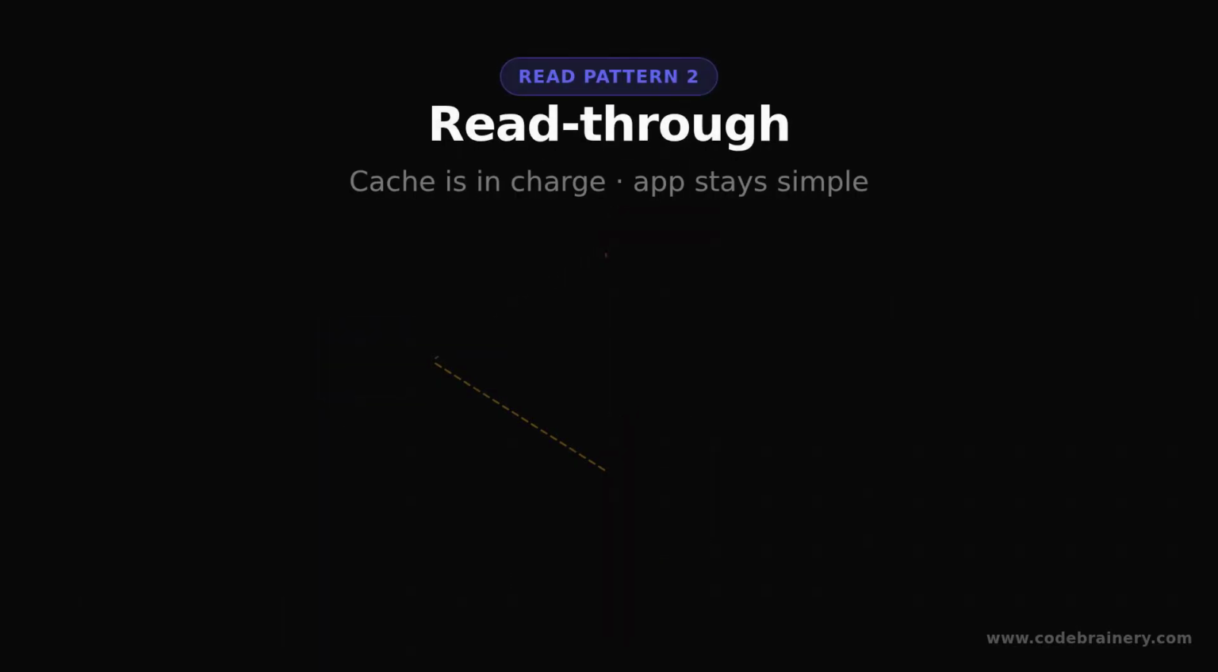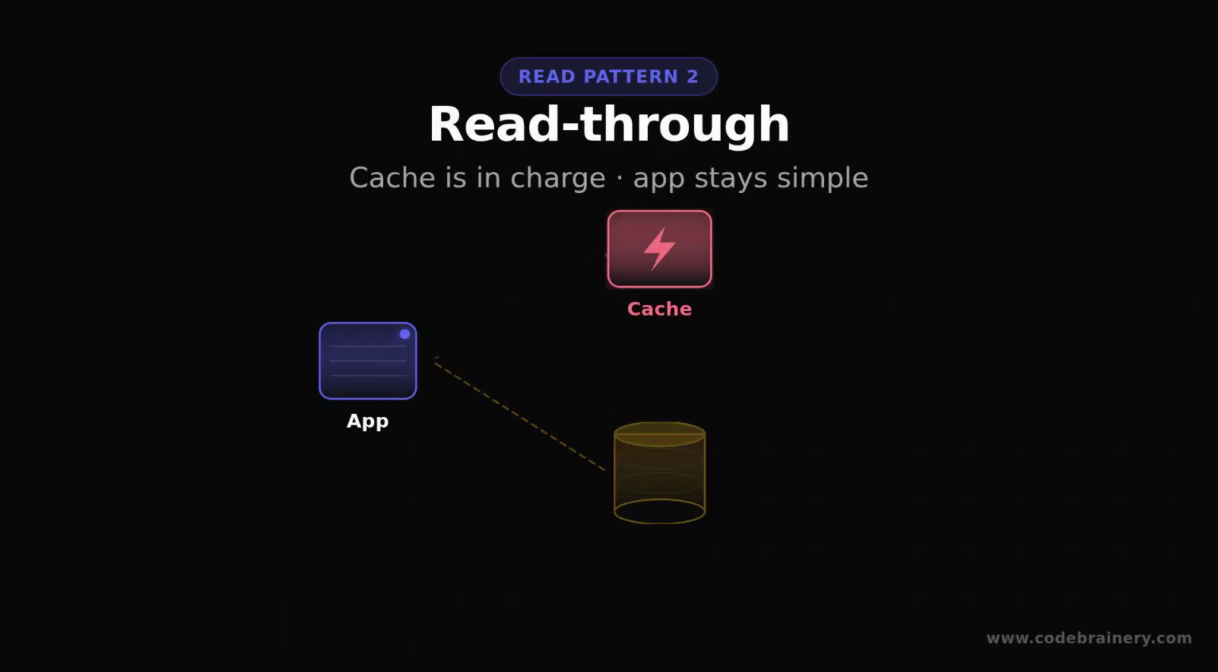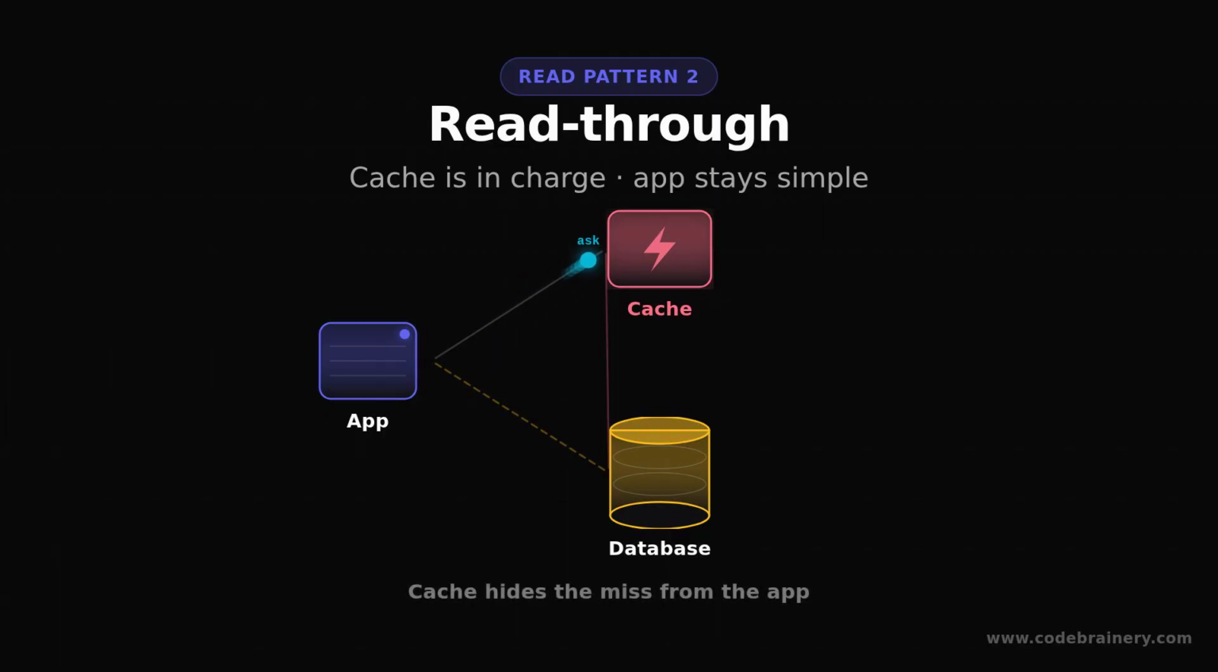Second read pattern, read through. Same idea, different responsibility. The cache itself is smarter. Your app asks the cache for the data. If the cache has it, done. If the cache doesn't have it, the cache itself goes to the database, fetches it, stores it, and returns it. The app doesn't know whether it was a hit or a miss. The cache hides the difference. Cleaner app code, but you need a cache that supports this. Not as common as cache aside.